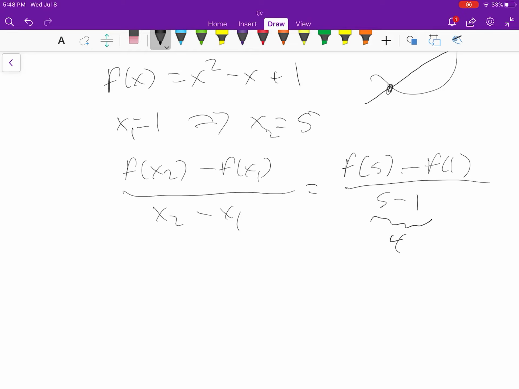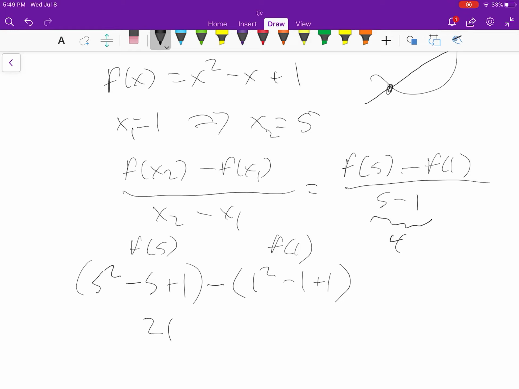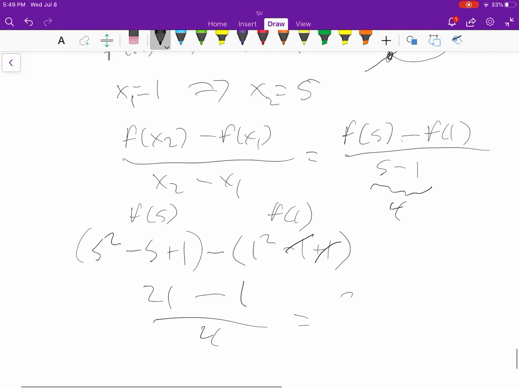But what's f of 5 minus f of 1? Well, you have to plug them in. So f of 5 is 5 squared minus 5 plus 1. And then we're subtracting from it 1 squared minus 1 plus 1. So here is f of 5, and you're subtracting f of 1. F of 5 is 25 minus 5, which is 20 plus 1, so this is 21 minus 1. These cancel, minus 1 over 4. So 21 minus 1 is 20 over 4. And we have 5. So your average rate of change is 5.